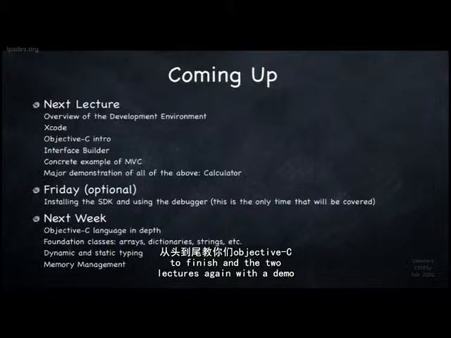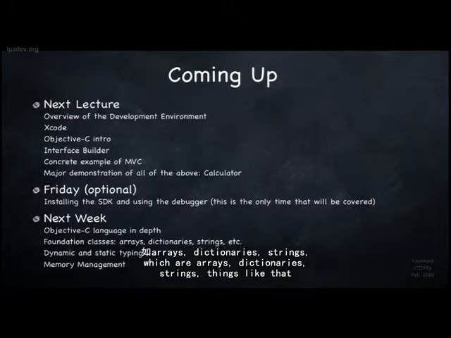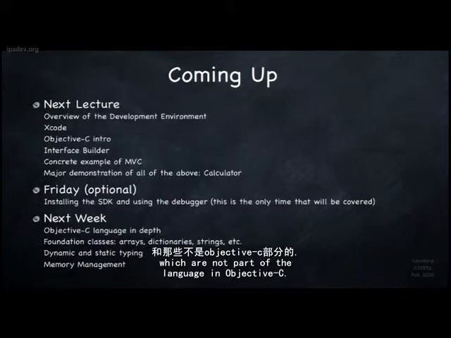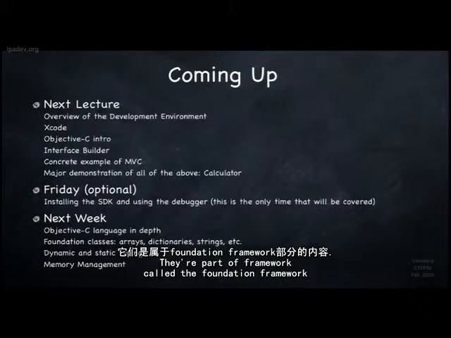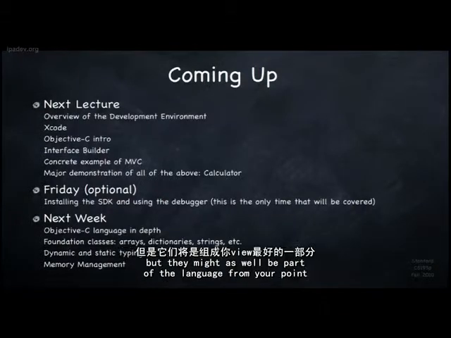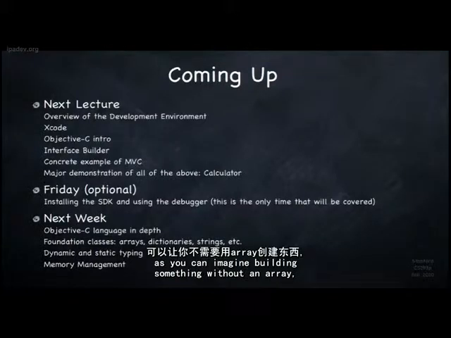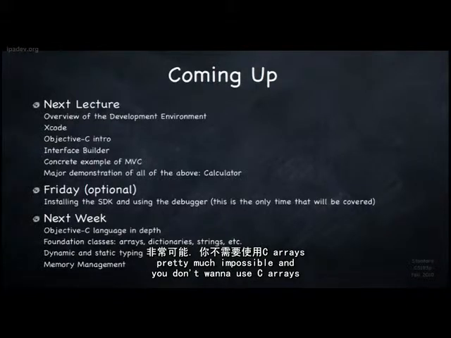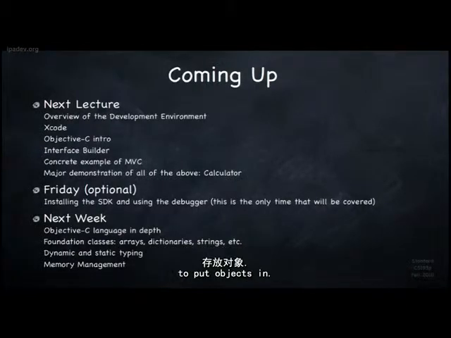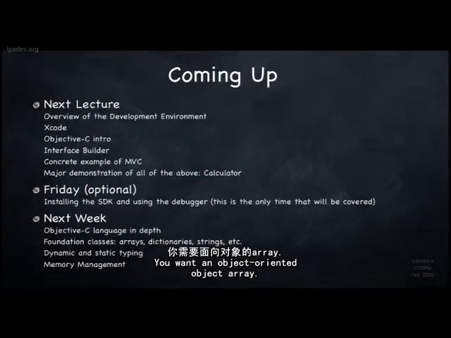again with the demo on Thursday, including the foundation classes, which are arrays, dictionaries, strings, things like that, which are not part of the language in Objective-C. They're part of a framework called the Foundation Framework, but they might as well be part of the language from your point of view because they're fundamental. As you can imagine, building something without an array is pretty much impossible. And you don't want to use C arrays to put objects in. You want an object-oriented object array.